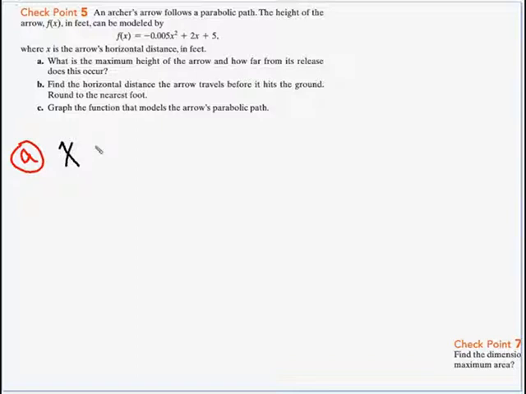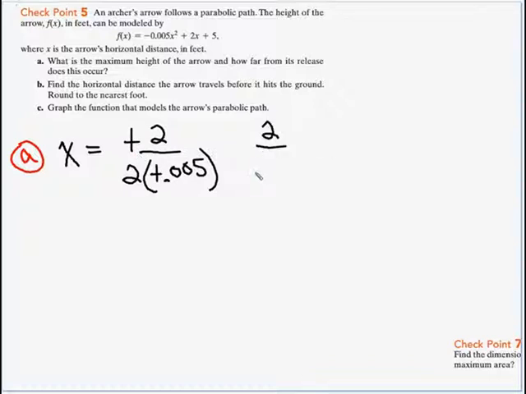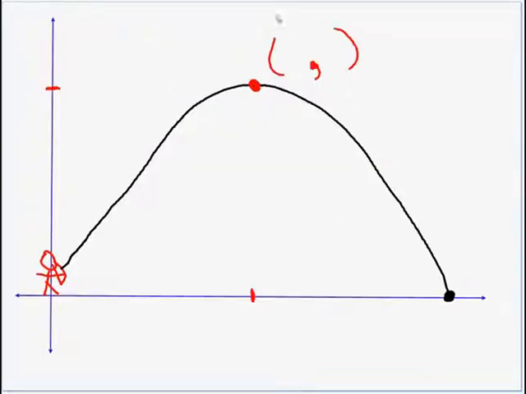Start by finding our x value. x is negative b divided by 2 times a. So the negatives, we can cancel those right now. And then we're going to have 2 divided by 0.01, and that's going to equal 200. So that's the x value of our vertex.